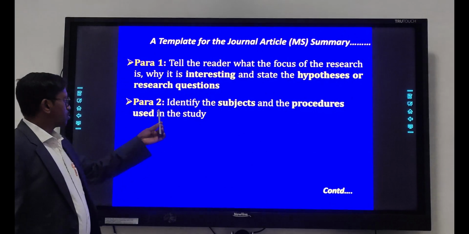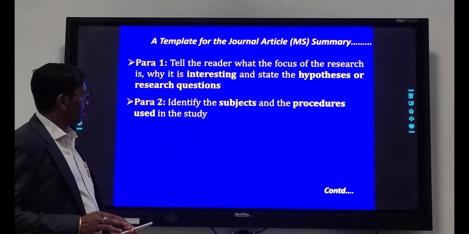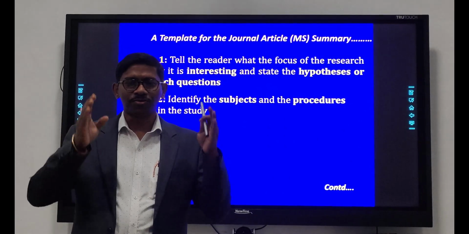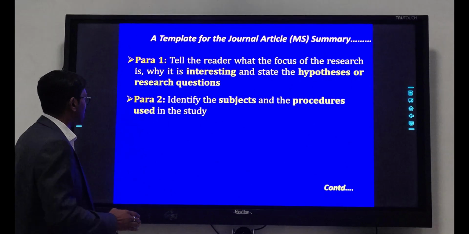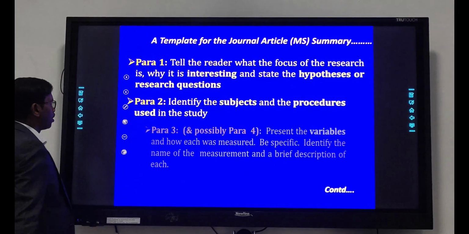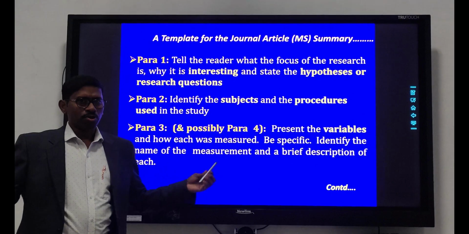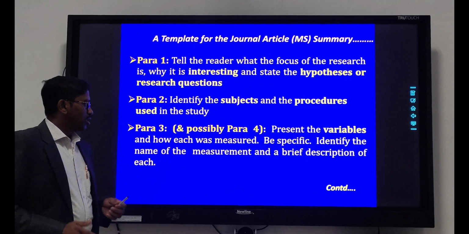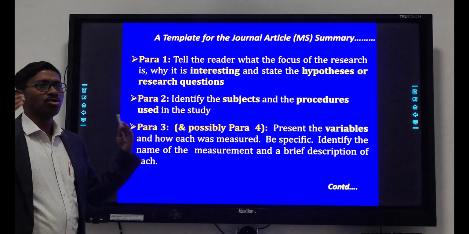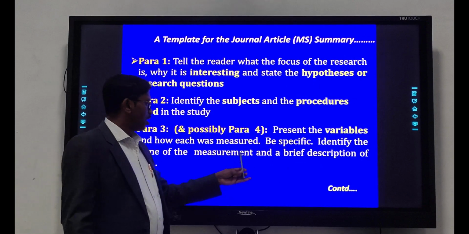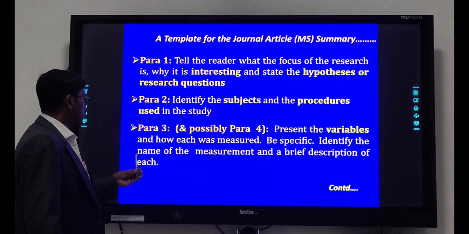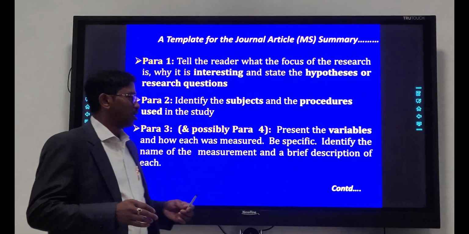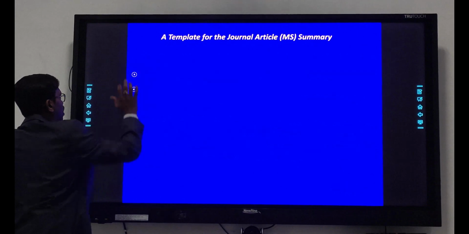Then in paragraph 2, try to identify the subject and the procedures, or the materials and methods, which were very specific to your research work. In paragraph 3, possibly maybe paragraph 4, try to present the variables and how they were measured, how the data were recorded. You have to be very specific and identify the name of each measurement and give a brief description of each.